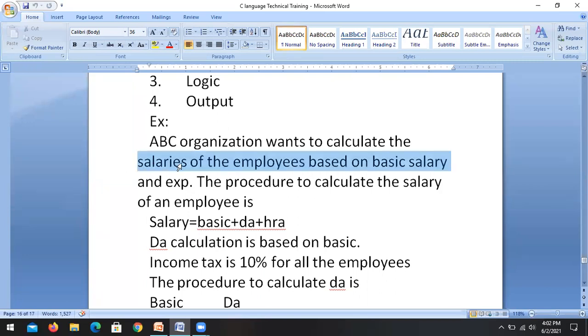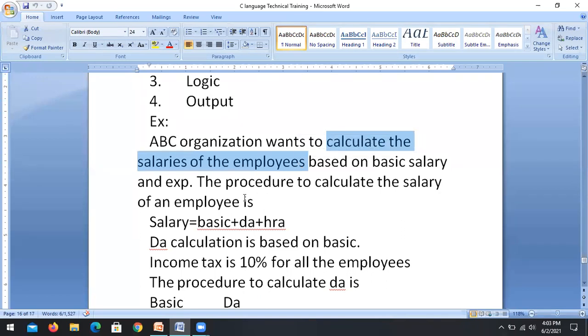What is the problem? Calculate the salaries of the employees. Then you have to raise a question: how to calculate the salaries? This is the problem statement: calculate the salaries of an employee. A problem you have to note down. Then you get one question, you have to raise one question: how to calculate the salaries?